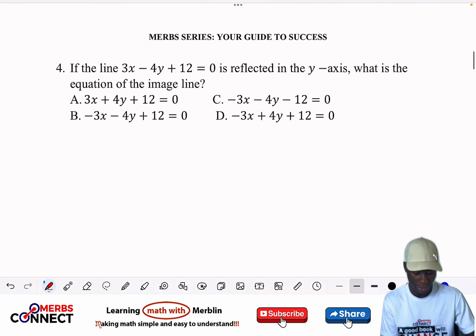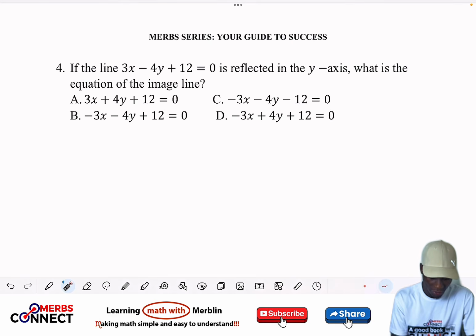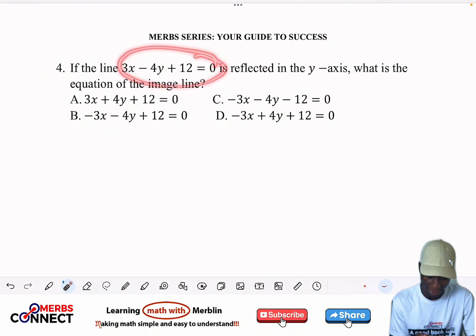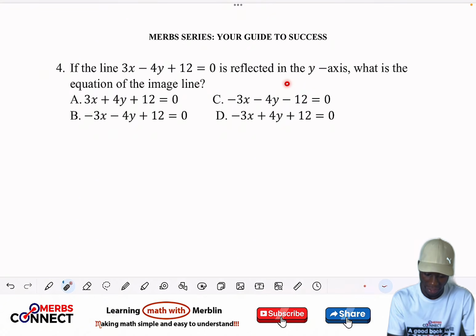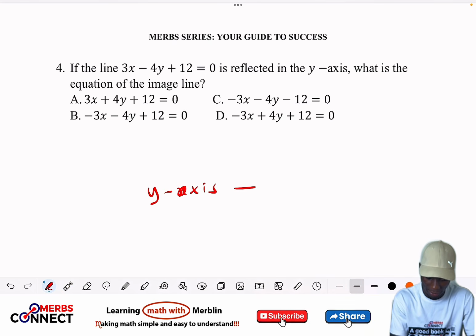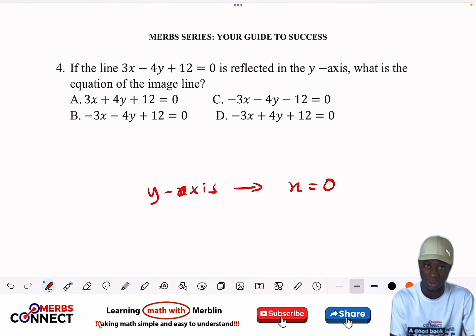Now let's look at question 4. So this one is kind of a new question, right? I've not even seen it throughout the books that I was doing. So we have a line like this, which is reflected in the y-axis. So when I reflect a line on the y-axis, remember when we talk about the y-axis, we are basically talking about when x is equal to 0.